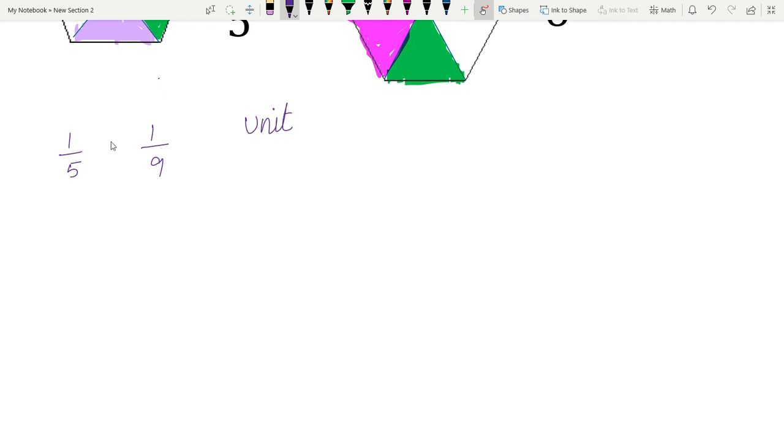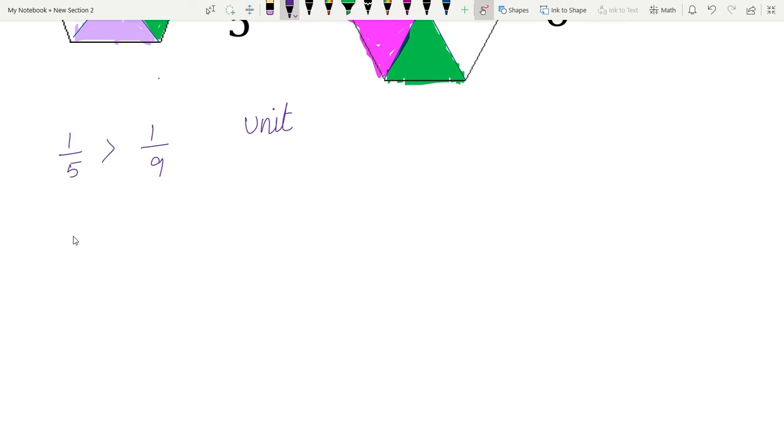When we are getting a unit fraction, we have to see the denominators. We have to check the denominators. Denominators 5 and 9. Which denominator is small? That is the greatest fraction. So we can write 1 by 5 is greater than 1 by 9.